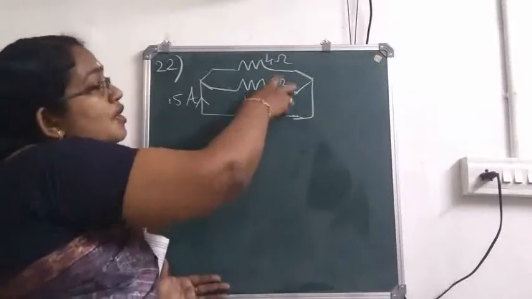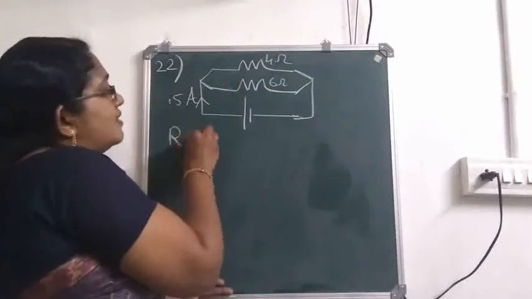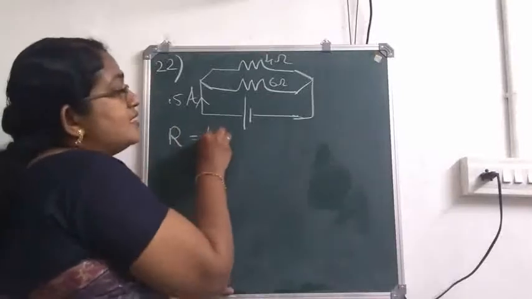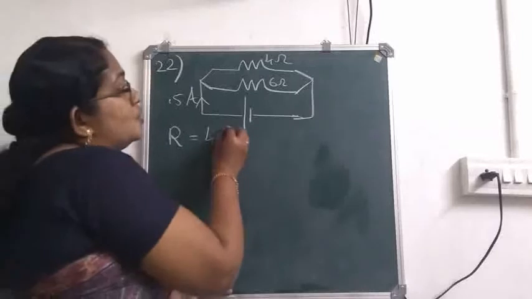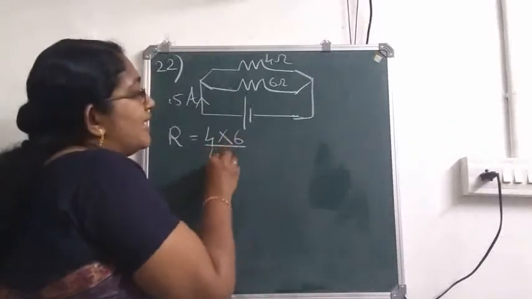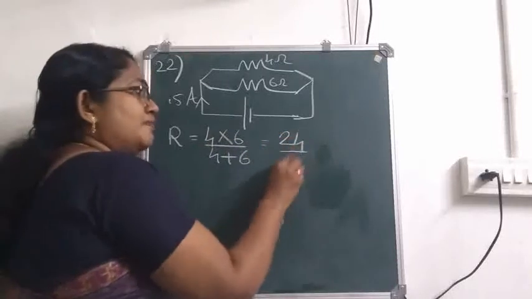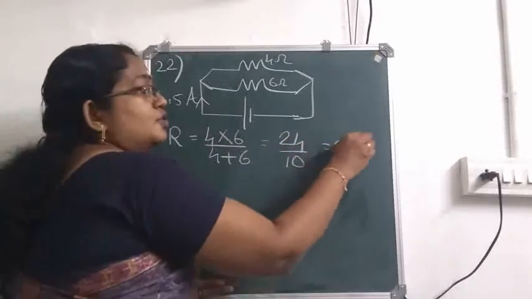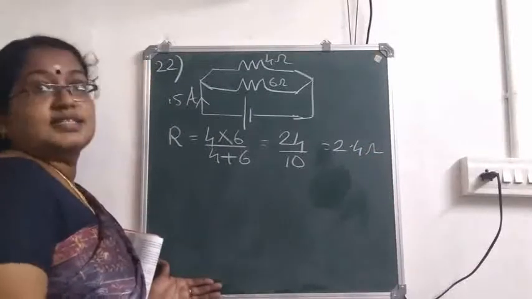Okay. So first, since these two resistors are in parallel, what will be the total resistance or the equivalent resistance? R1 R2 by R1 plus R2. So it is 4 into 6 by 4 plus 6. Here it is 24 by 10, which is equal to 2.4 ohm. So we got the total resistance.